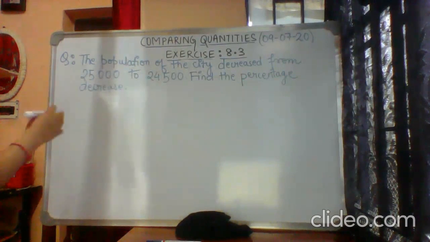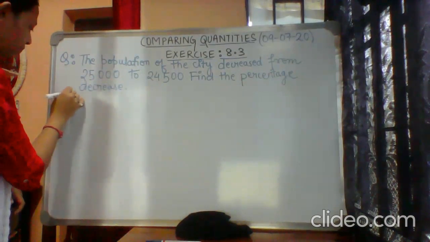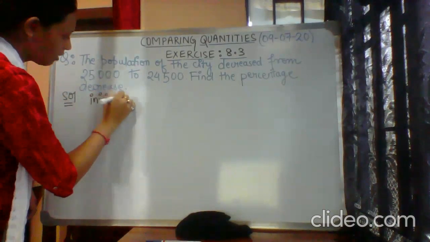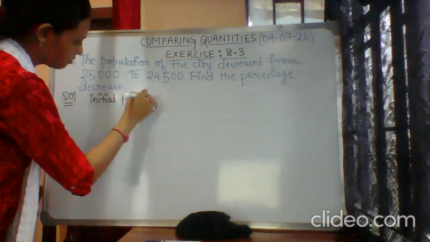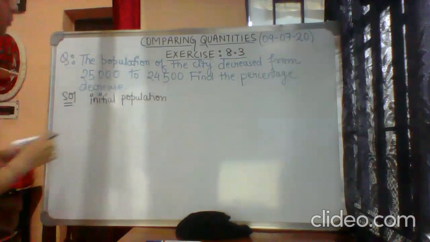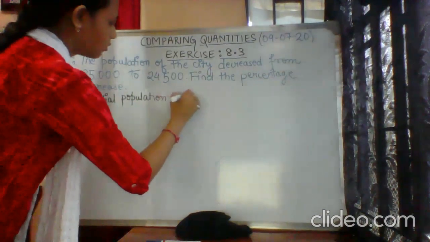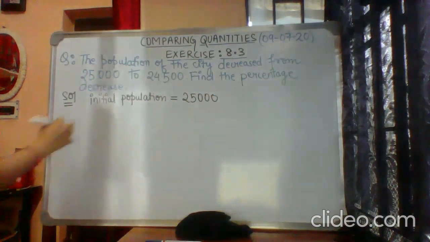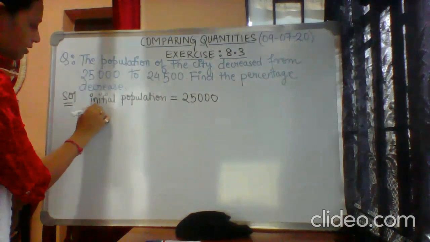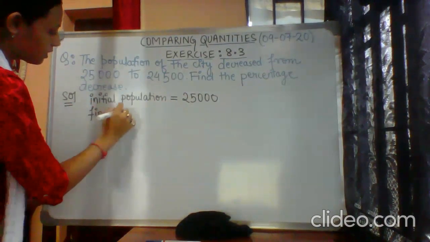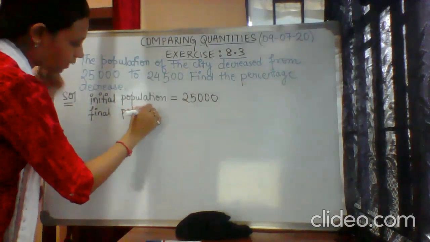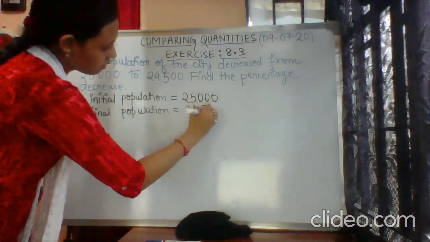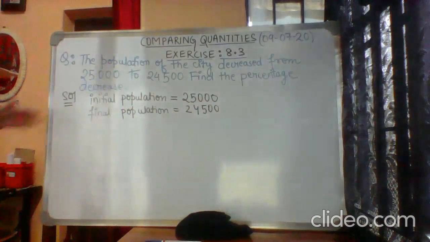So first of all, we should write what the initial population is. Initial population of the city is 25,000. Now finally it is decreasing, and the final population is becoming how much? It is becoming 24,500.